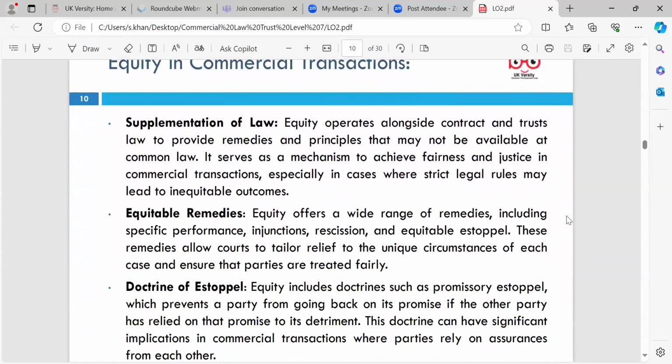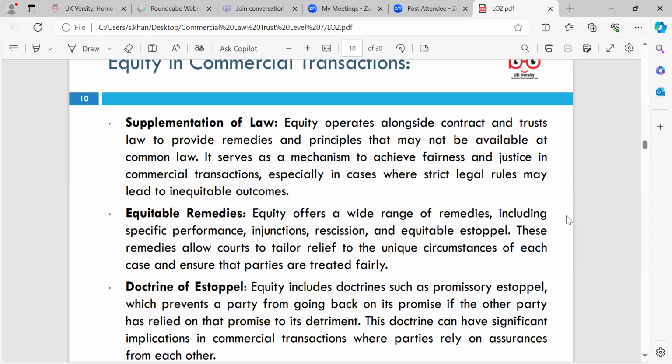Equity in commercial transactions. In common law, the word equity is not a synonym for general fairness or natural justice, but refers to a particular body of rules that originated in a special system of courts. So in a commercial transaction, the person who takes something in good faith and for value without notice should have a good title. So it's things that need to be taken in good faith.